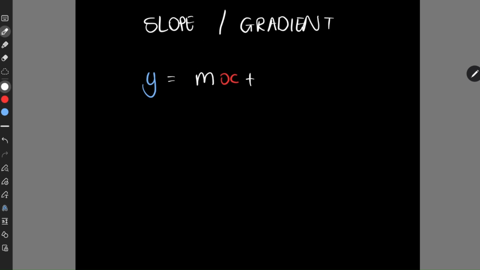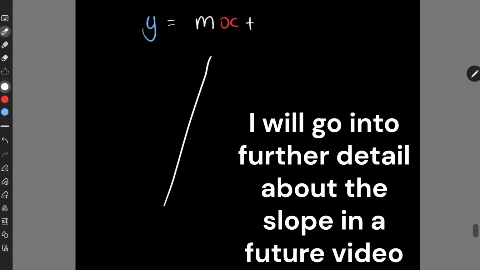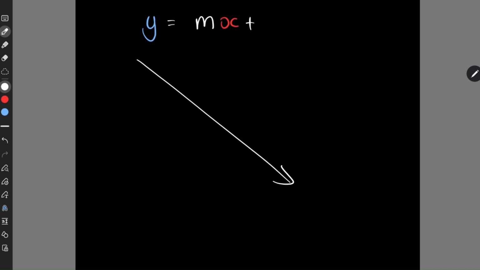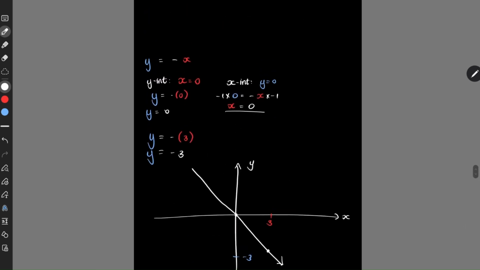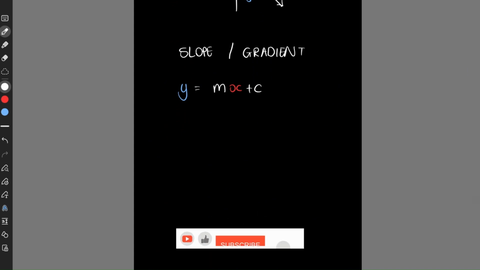So the gradient or slope just refers to how steep the line is, or whether it's going upwards or downwards. Through a lot of practicing, you'll get a feel for what kind of slopes are big and which ones are small. But I think I'm just going to make another video on sketching graphs.